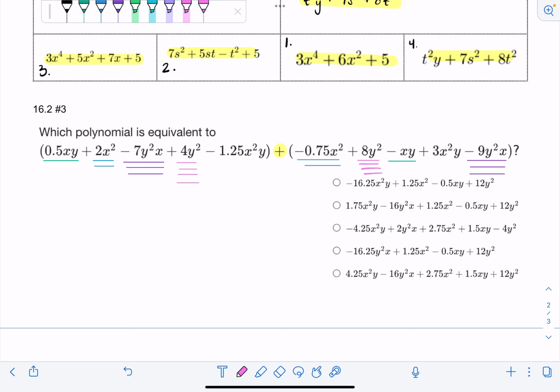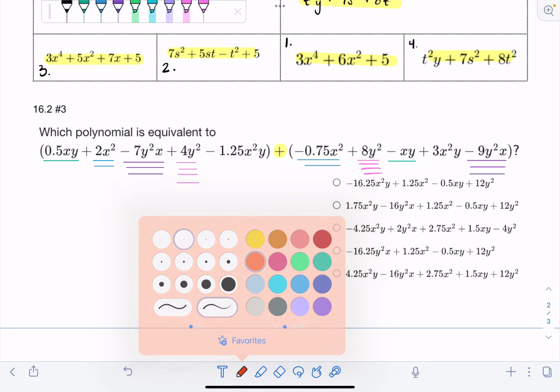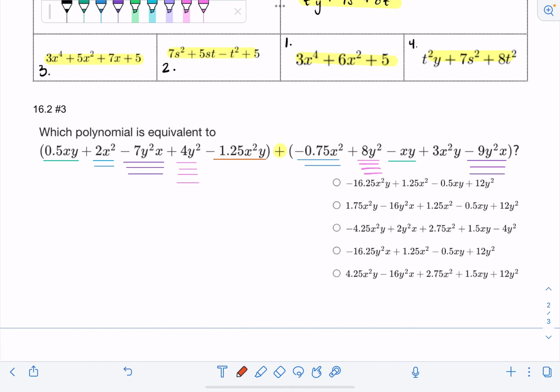Okay. And then the last one. Oh, I ran out of colors. Okay, the last one has a negative 1.25x squared y. Oh my gosh, this is a lot of lines. And then this has the x squared y also. Okay, so we have everything. Everything has a buddy. We just got to combine them. And then we'll have our final answer.